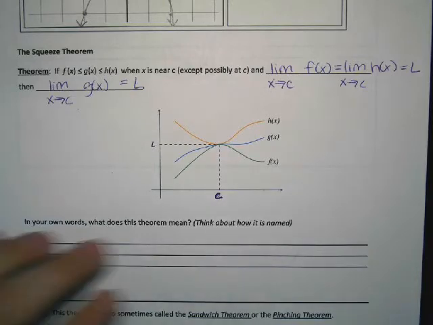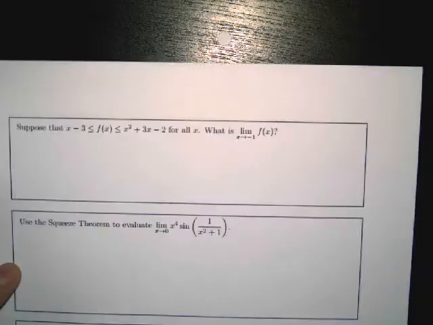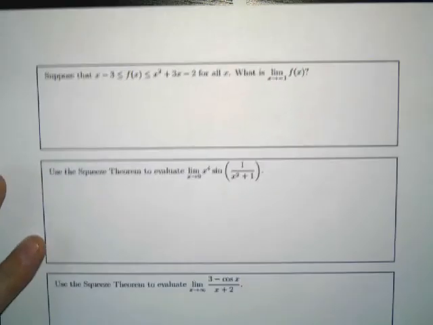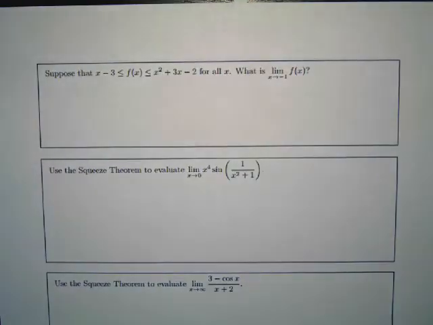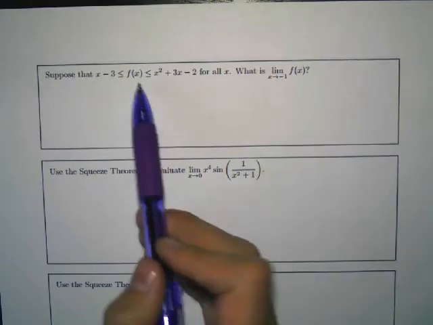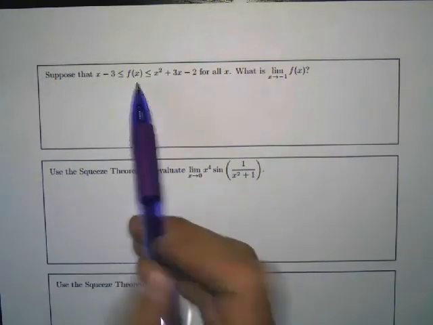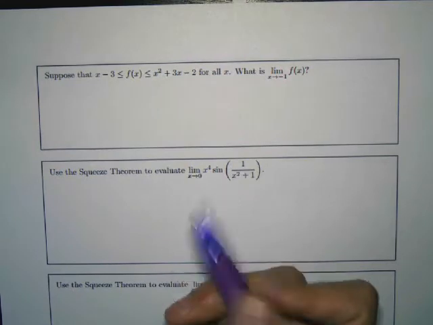All right, so now what we're going to do is focus on the back side of the sheet of paper. Here we're going to do the squeeze theorem in practice. If you remember when we were looking at those pictures, what we noticed is if the limit of the bottom function was the same as the limit of the top function at that point, and we had something in between them, then we could assume that that thing in between had the same limit.